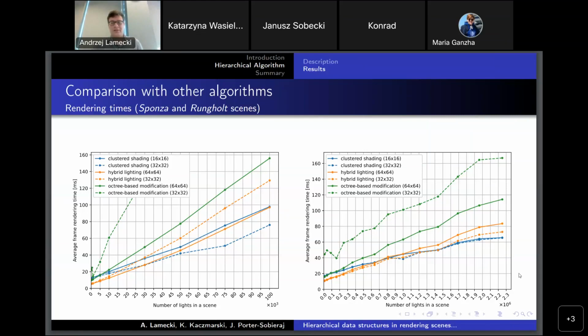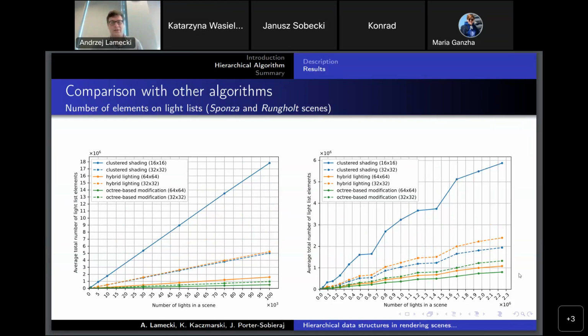The vertical axis represents an average frame rendering time in milliseconds, and the horizontal axis represents a number of lights in a scene in thousands or millions, depending on a scene. Our algorithm achieved about twice as big rendering times on average for more lights in a scene than the other algorithms. But if there were fewer lights in a scene, the rendering times were comparable.